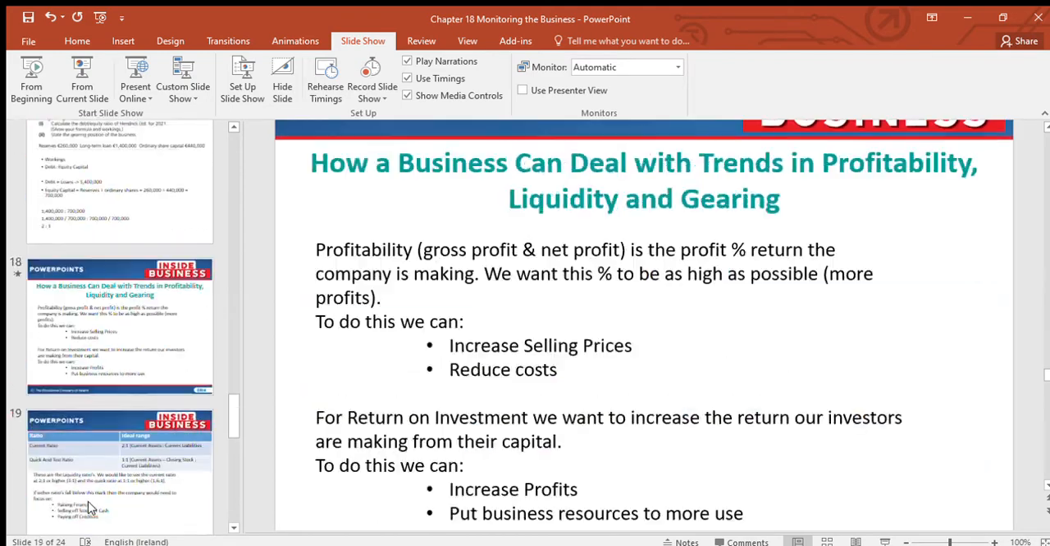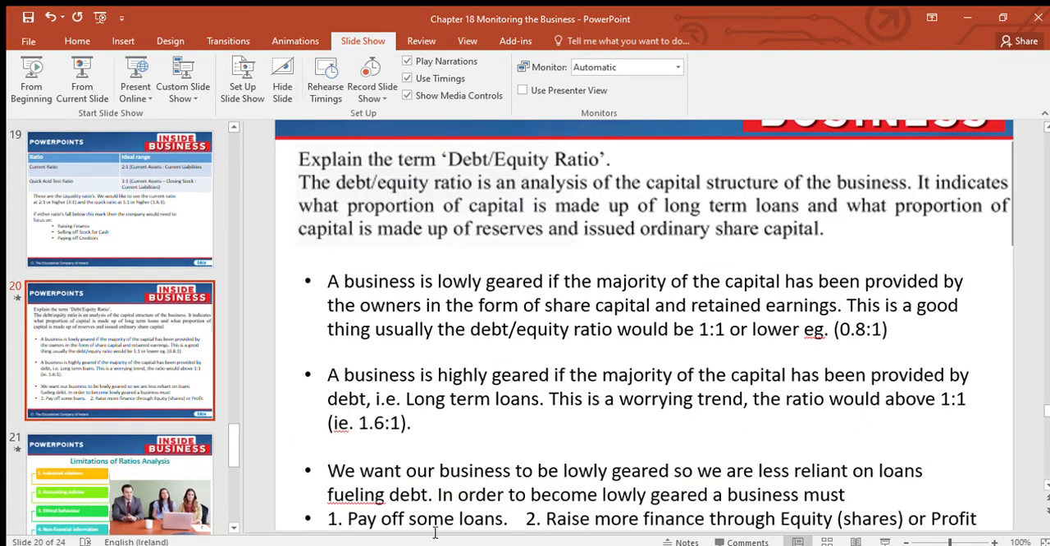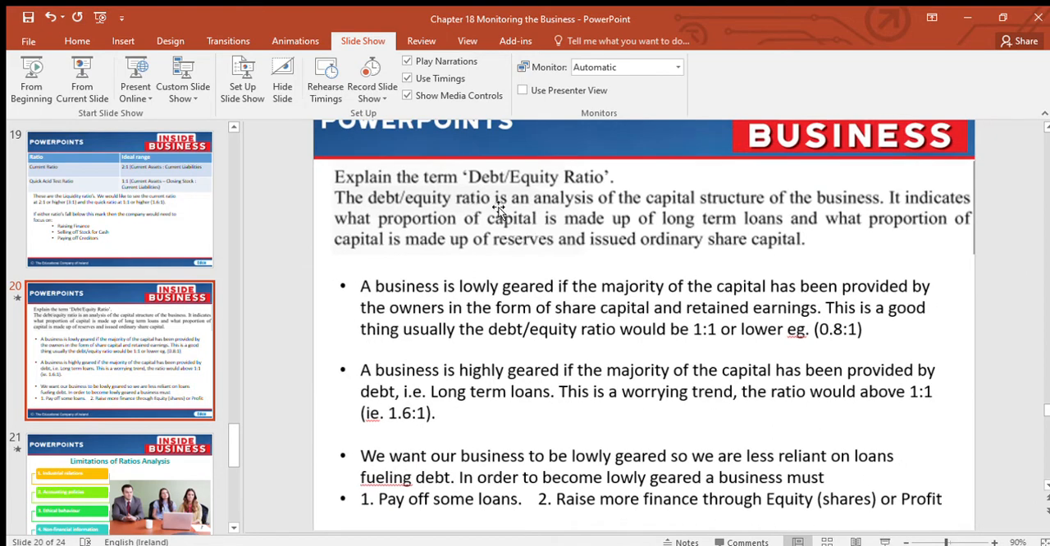That's my second slide. After that, I am looking here at my debt to equity ratio. So my debt to equity ratio is an analysis of the capital structure of the business. It indicates what proportion of capital is made up of long-term loans and what proportion is made up of reserves. In other words, if you have a restaurant in Castleblaney and the whole restaurant's net worth is 400 grand, how did it get to be worth 400 grand?